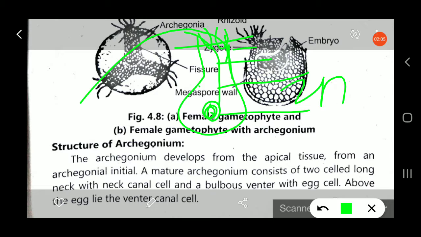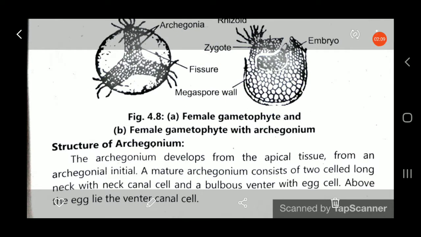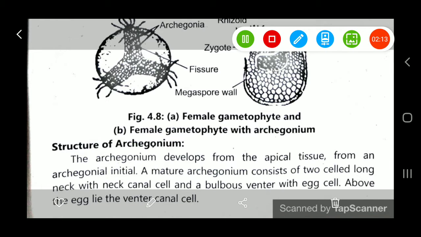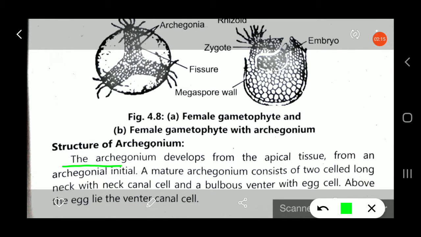We can see all these details in this particular topic, the structure of the archegonia. First, the archegonium is developed from the apical tissue. We can see the archegonia here. This is the megaspore, with this cushion-like structure inside, and this cell is known as the archesporial initial cell.